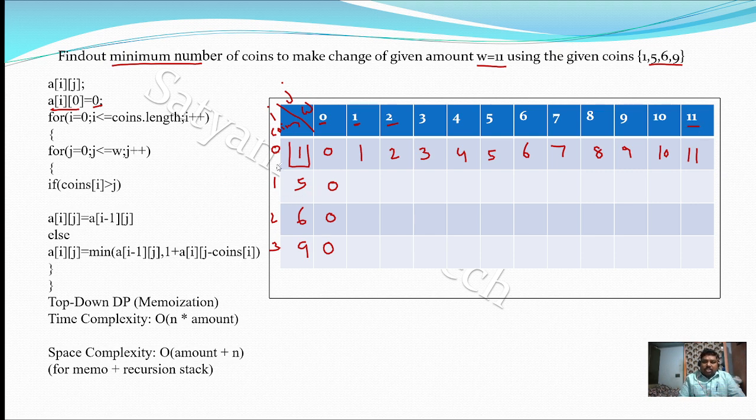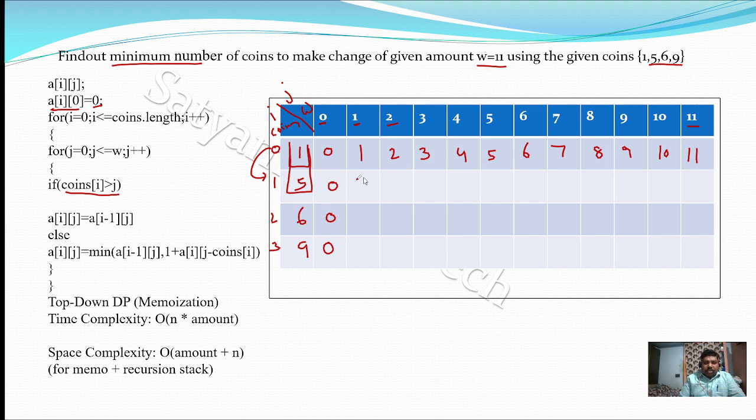Now we consider the row being incremented here. Then you can include 1 and 5. What is the minimum number of coins? So here you can see coins of I greater than J, coins of I greater than J.